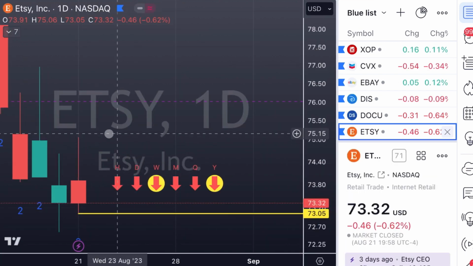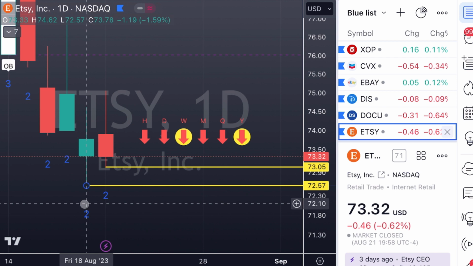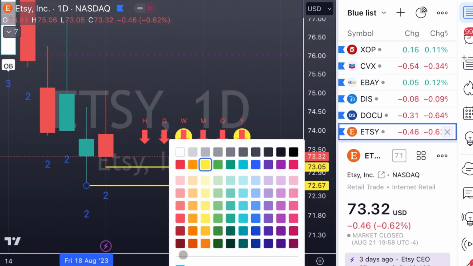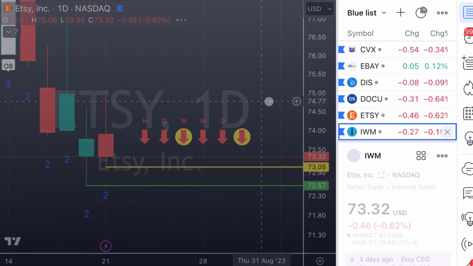On to Etsy, 2 up red. Again, notice the time frame continuity there. Full right across the board. We can look for the puts at 73.05. And let's mark out this target together, and we color it green because my targets are always green. There we have it. There's a setup on Etsy.